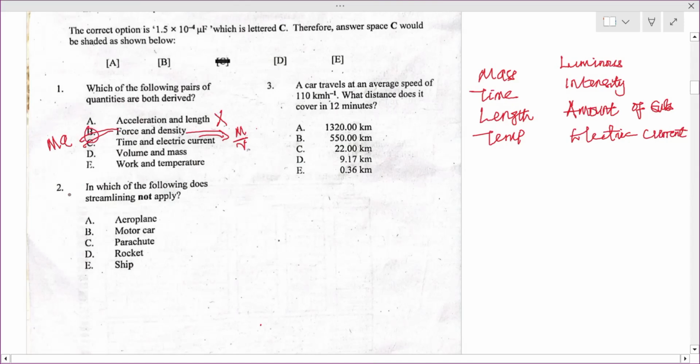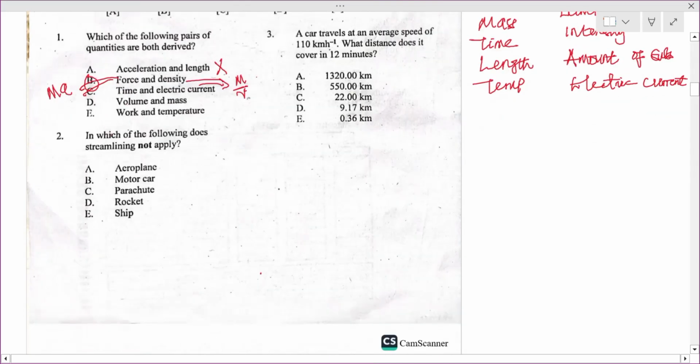Question 2 says, in which of the following does streamlining not apply? Streamlining is one of the methods of reducing air friction, air resistance rather. It is shaped like that of a fish in order to have little head-on collision with air particles while moving in air. All the objects that look like that are the aeroplane, motor car, rocket, and ship, except parachute. So the correct answer here is parachute.